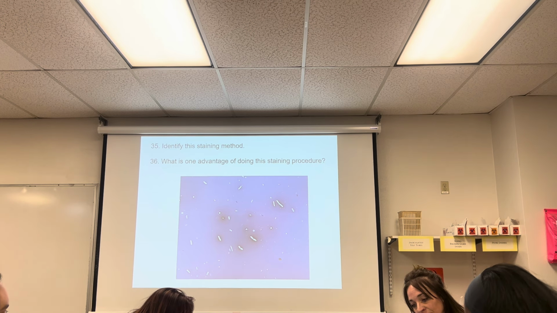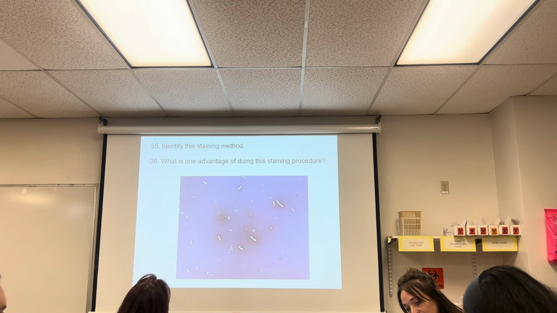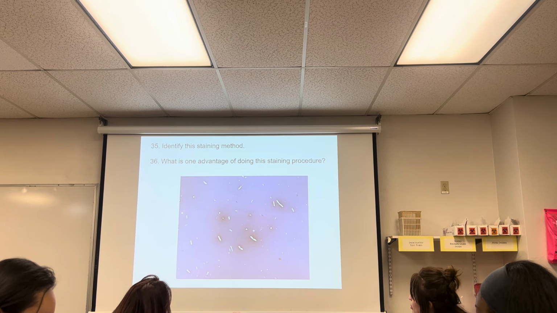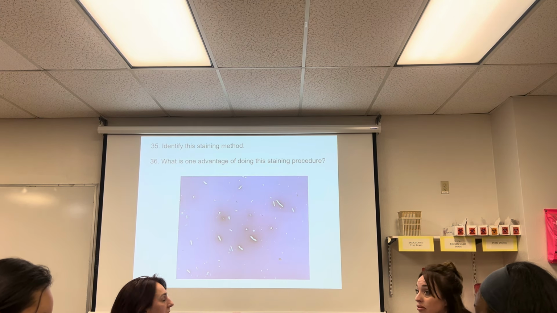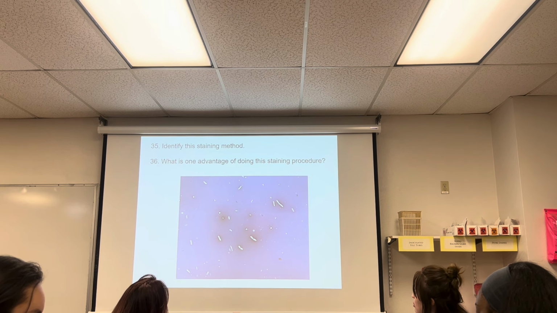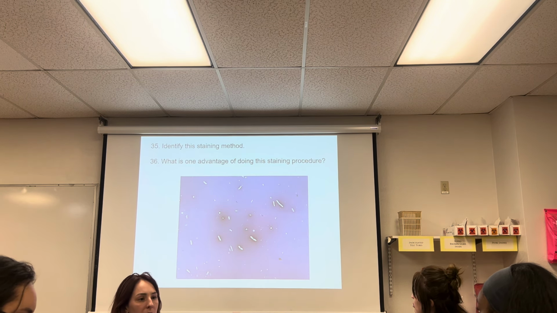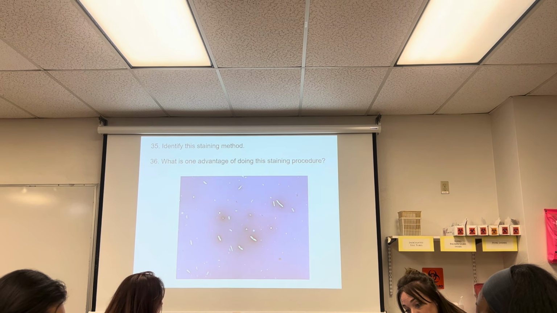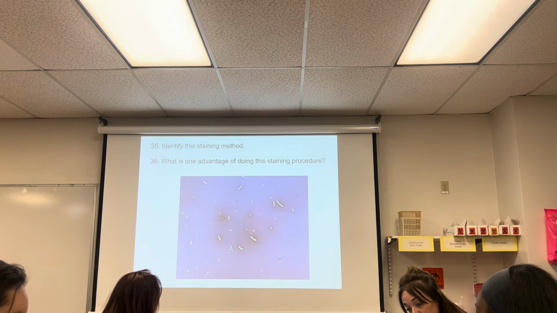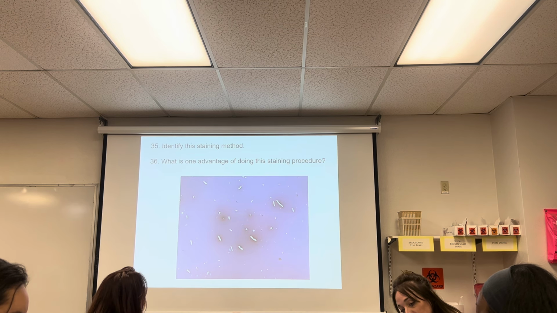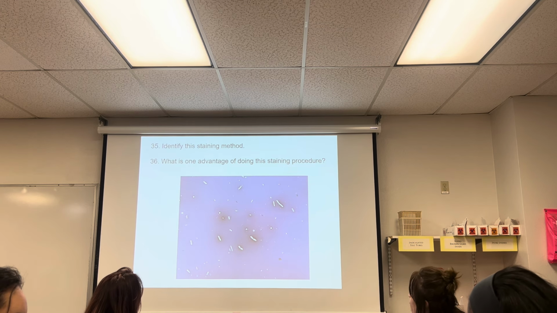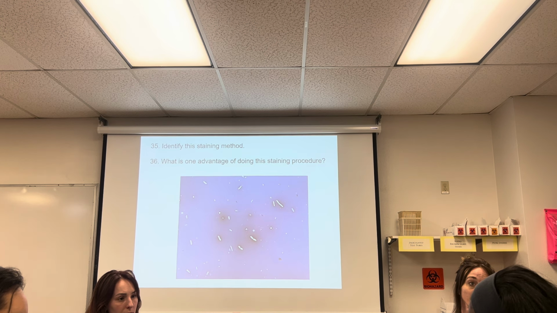Okay, so now what are you looking at? No, it's not a capsule. It's a negative stain. It's not a capsule because you don't see any purple in it, right? So the staining technique is a negative stain. And what is one advantage of doing the staining? True morphology is perfect. No distortion is fine. Okay? Here's another question. Is this culture pure? No.